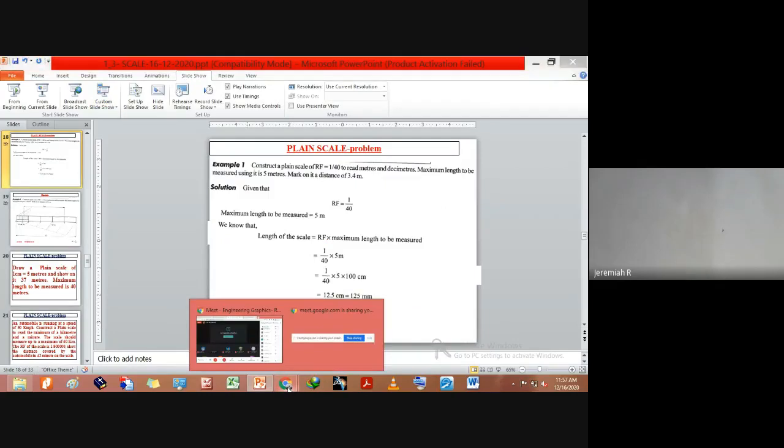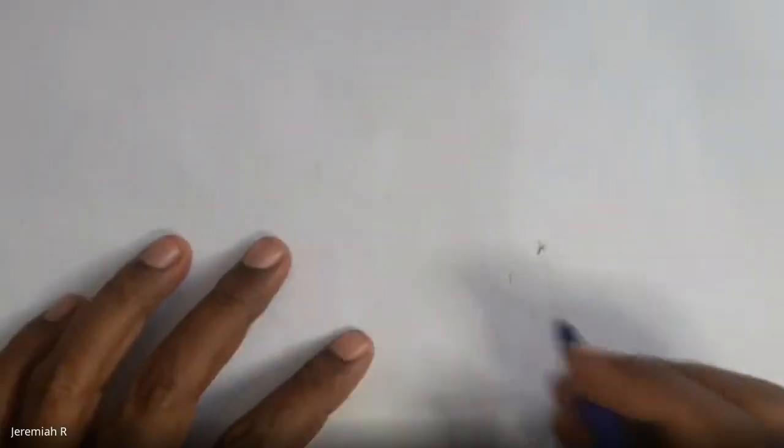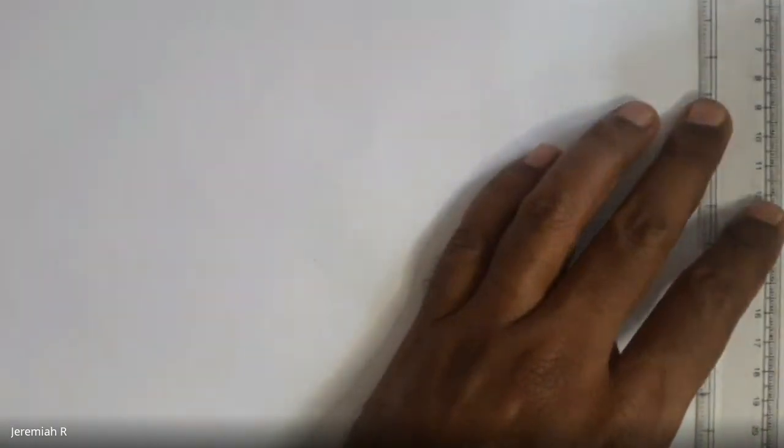Now, just pin my mobile screen. Okay. So what is the formula? You know, the length of scale. What is the formula for the length of scale? Once again, I'll just make a boundary, because sometimes when you draw, it's not clearly visible. You can just make a boundary here.